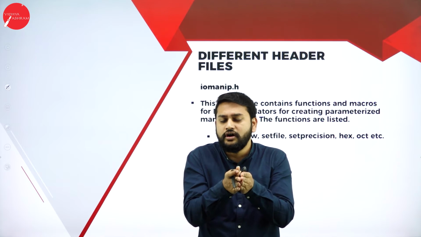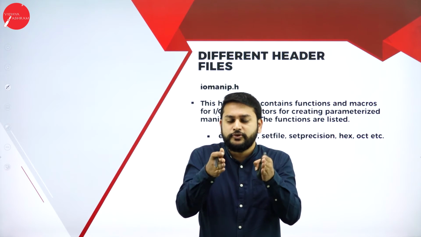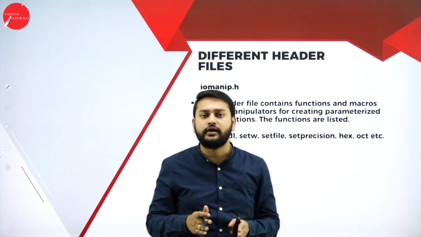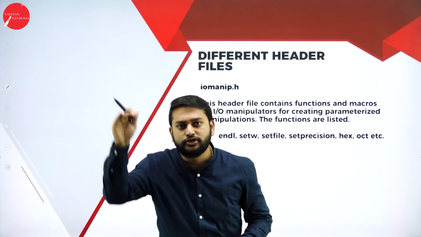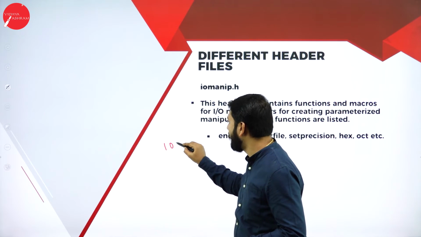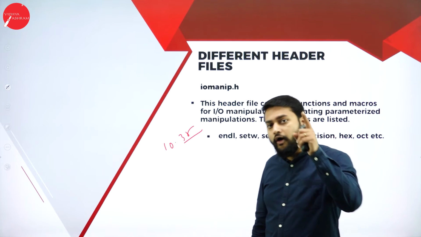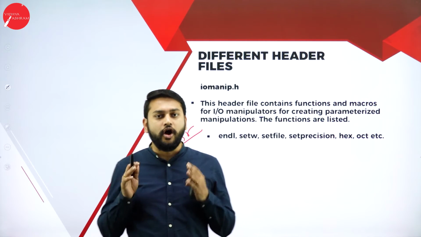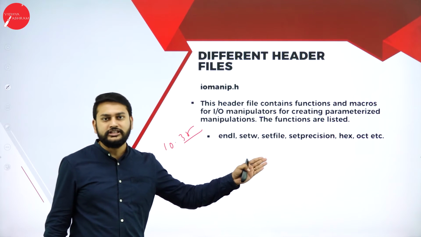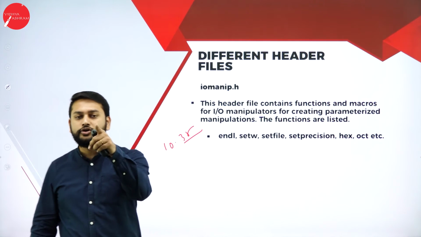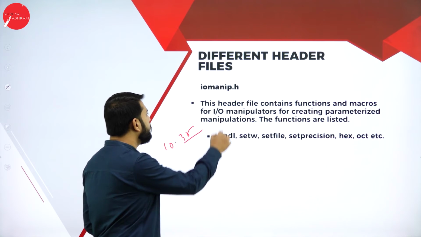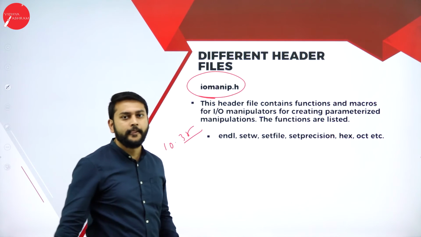What should be the word length? What space should I give from one character to another character? How many precisions should I have? Say for example, my output is 10.35, so how many floating numbers should I have? All those formatting things of your output will be done with the help of these predefined functions. If you want to deal with that, make sure that you include this header file.